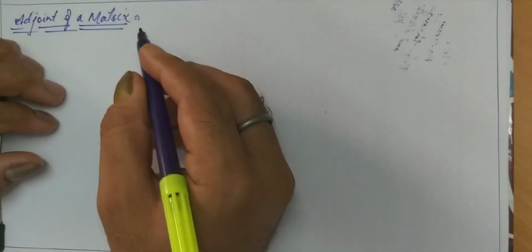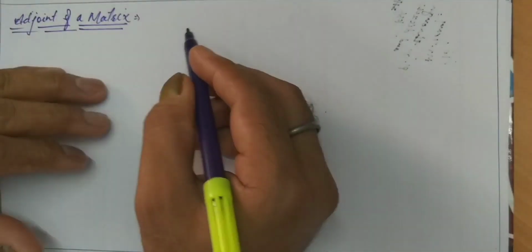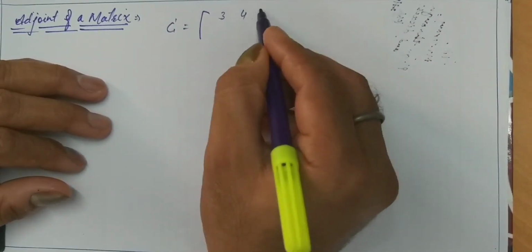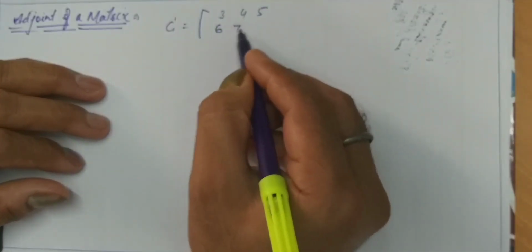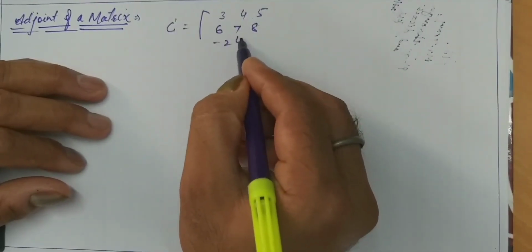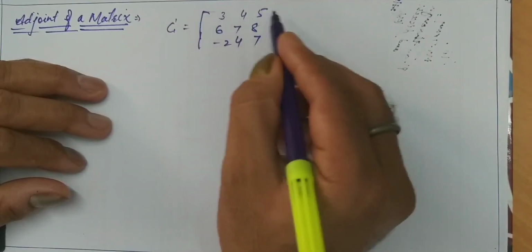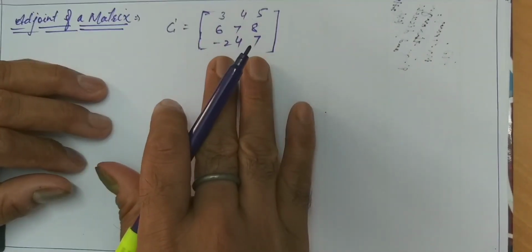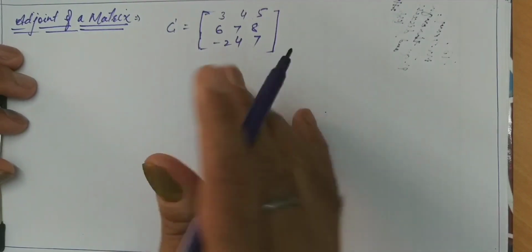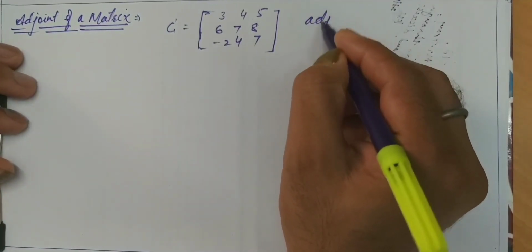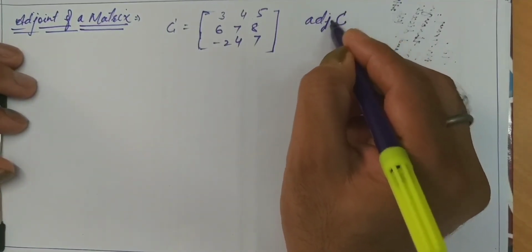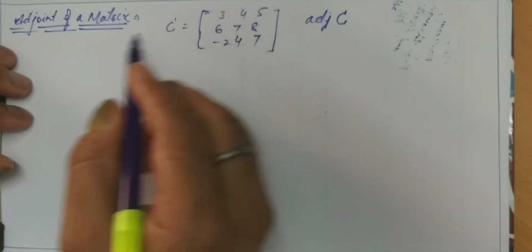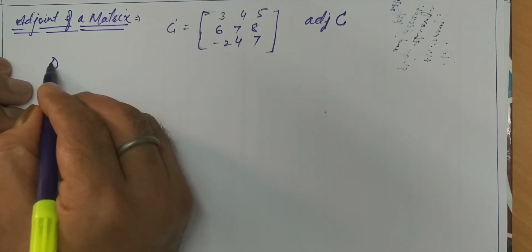Now for example, the same matrix we will take here, that C matrix is equal to 3 4 5 6 7 8 minus 2 4 and 7. Suppose we have this matrix, and we want to take the adjoint of this matrix C, that will be denoted by adj C. Now for this we will start with the cofactors. Cofactor is denoted by capital A.